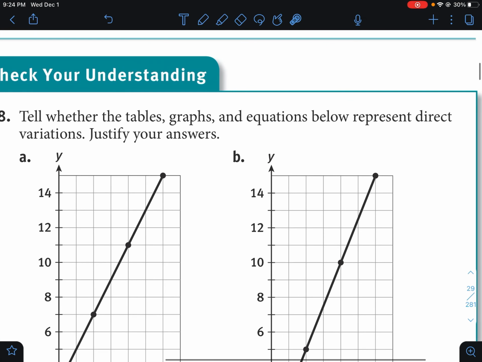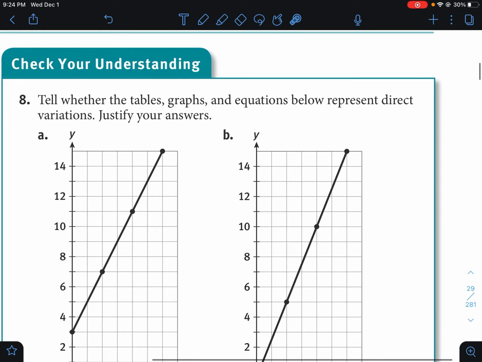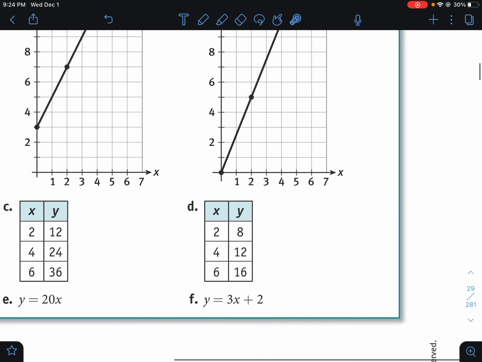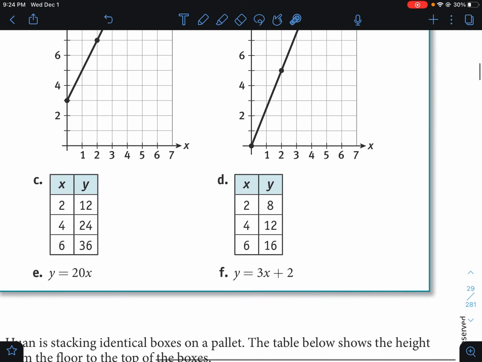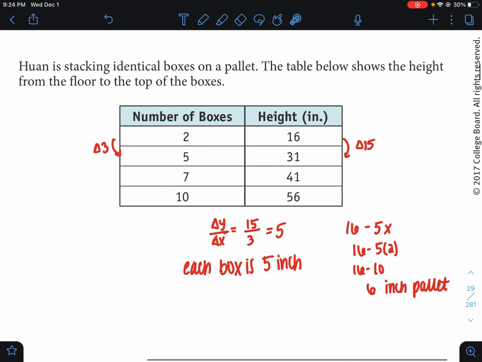Okay? So we've now come to our first check your understanding. You're going to skip these and we are going to go over these in class and work on them together. But if you'd like to look at it, tell whether the graphs, tables, and equations represent direct variations. So we're going to check our understanding when we get back to class.